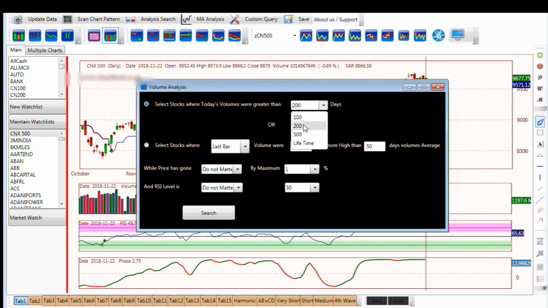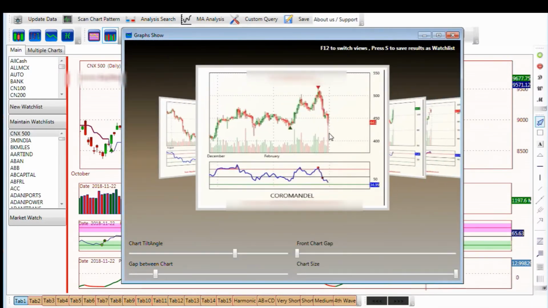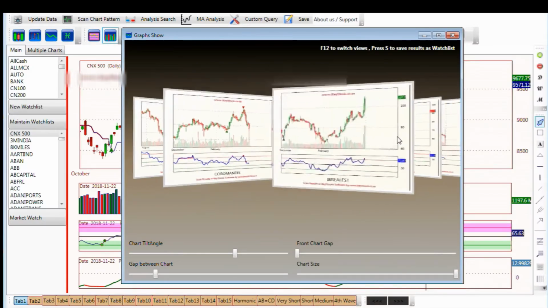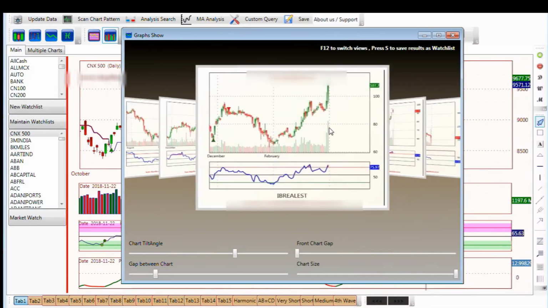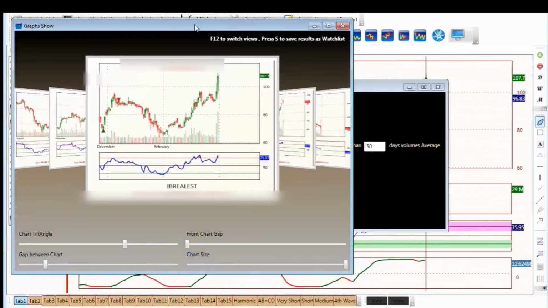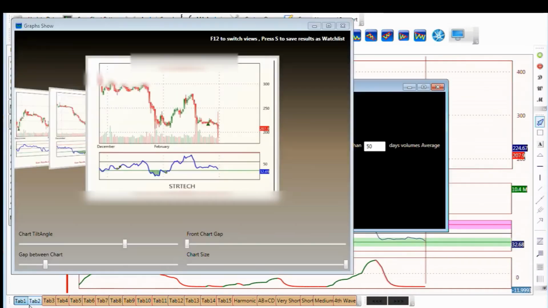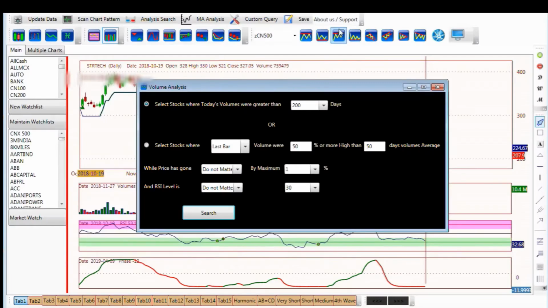volume. Initially we will scan where the volumes are highest, and the volumes are really nice, the highest visible in the chart, or say 200 bars. Now we will scan for the lifetime highest volume.